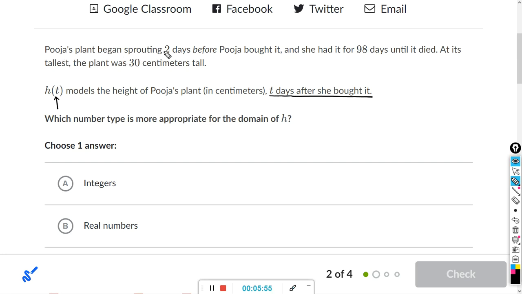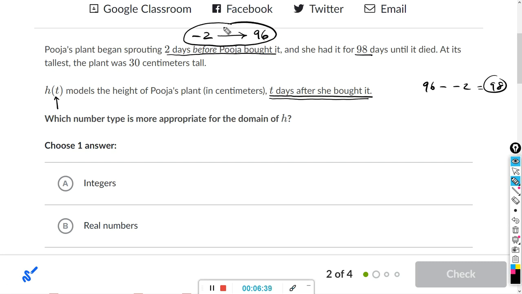The plant began sprouting 2 days before she bought it, and she had it for 98 days. But T is the number of days after she bought it. So 2 days before she bought it, that's going to be a -2. And she had it for a total of 98 days, so it's going to go from -2 to 96. Since she had it for 98 days, if we do 96 minus -2, that's 98. So the domain is from -2 to 96, and T is the number of days after she bought it.